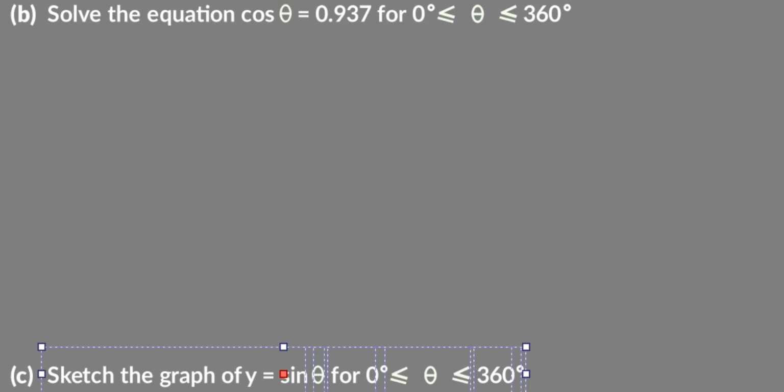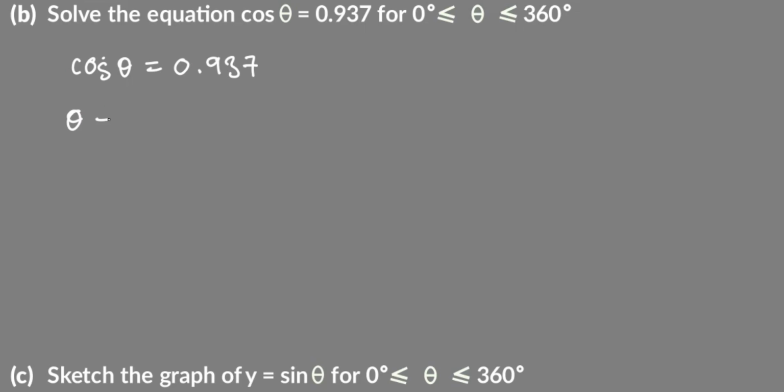Since this is the cosine function, we know that the values of theta that we're going to accept are those that are between 0 and 90 degrees, or in the first quadrant, and those that are between 270 and 360 degrees, or simply in the fourth quadrant. So we're going to find cosine inverse of what's on our right hand side, which is 0.937. Therefore theta is going to be equal to cosine inverse of 0.937.